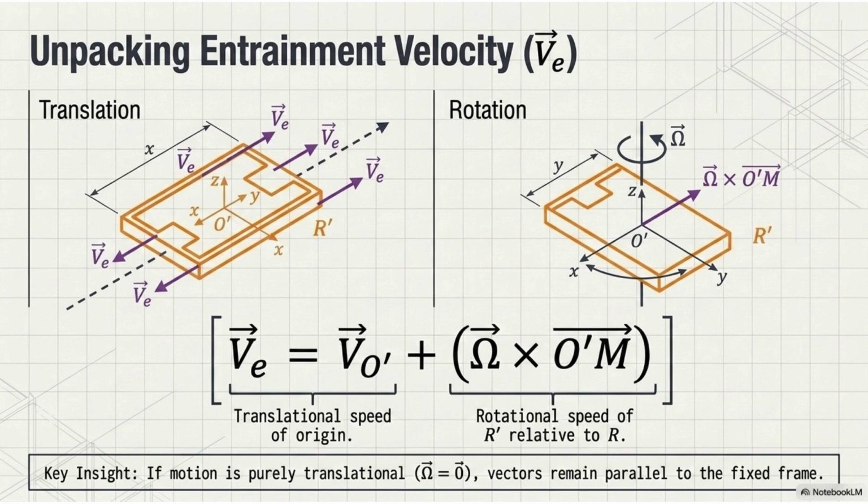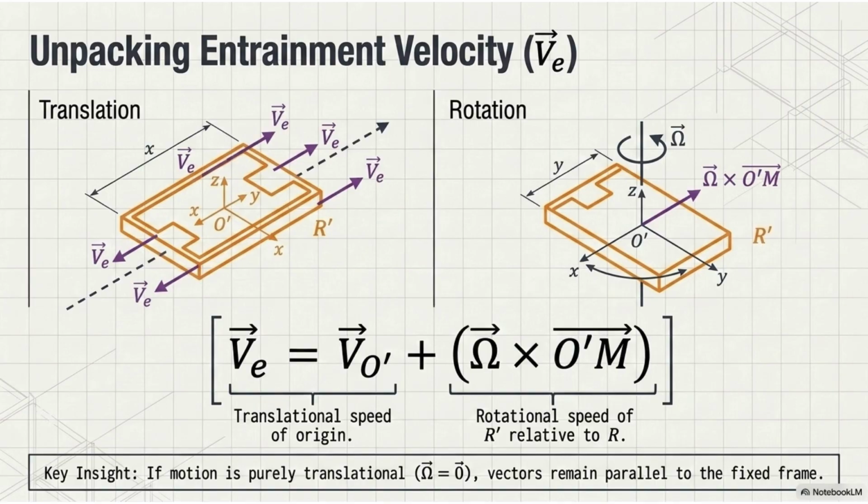Therefore, the complete entrainment velocity is v_e = v_O' + ω × O'M. The first term represents the translational motion of the origin, while the second represents the rotational motion of the reference frame. An important special case occurs when the frame undergoes pure translation. In that case, ω = 0, and the rotational contribution disappears.